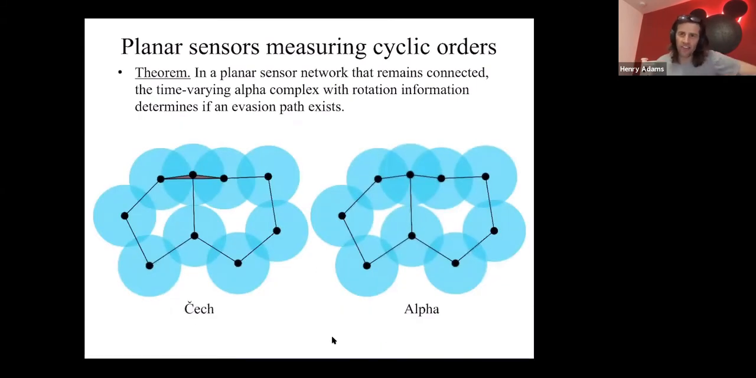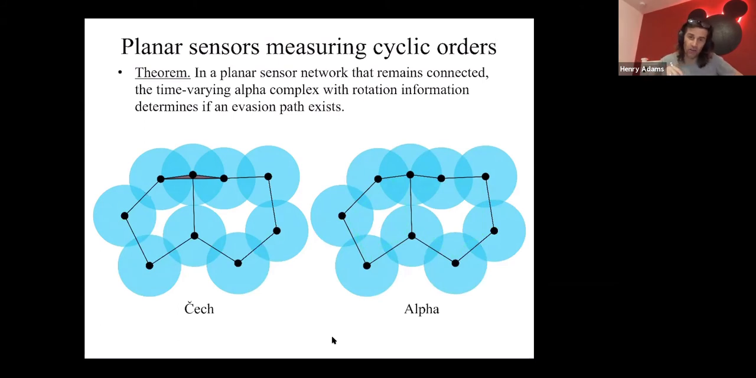Why do we want the alpha complex instead of the check complex? When you have the rotation information on top of the alpha complex, you can faithfully trace out these boundary cycles. So take a directed edge, use the rotation information to get the next directed edge, use the rotation information to get the next directed edge, etc. And you trace out these cycles that correspond to holes, that use the fact that edges weren't crossing.